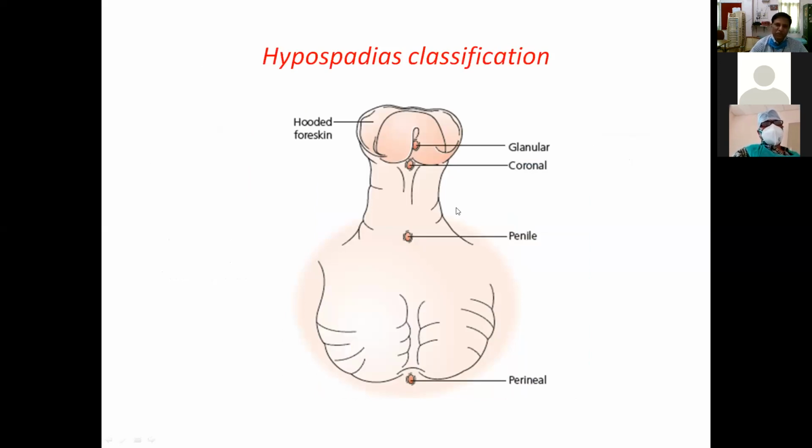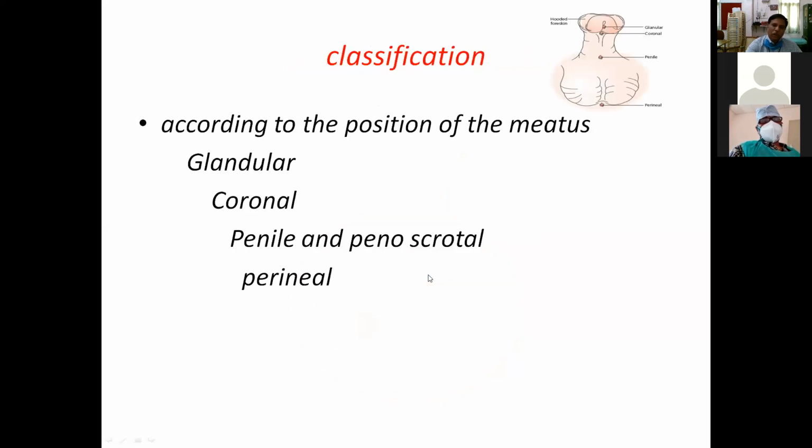Types of hypospadias. It can be just proximal to the normal external opening on the glans itself. It is called glanular or glandular type. If it is at the coronal area, it is called coronal type. Next, penile type, on the shaft of the penis or penoscrotal junction. Then in the perineum. According to the position of the meatus, hypospadias is classified into glandular, coronal, penile, penoscrotal and perineal types.